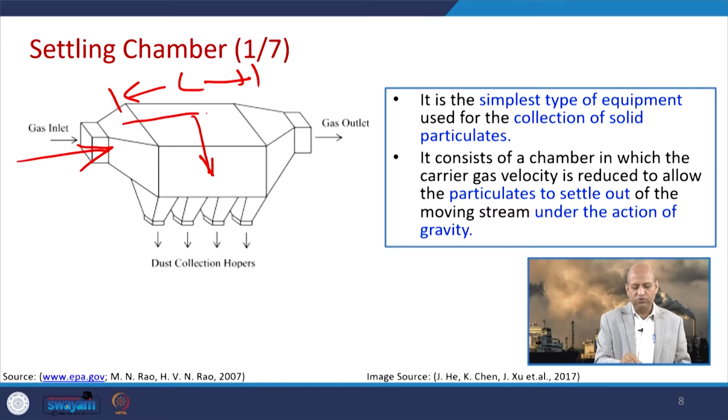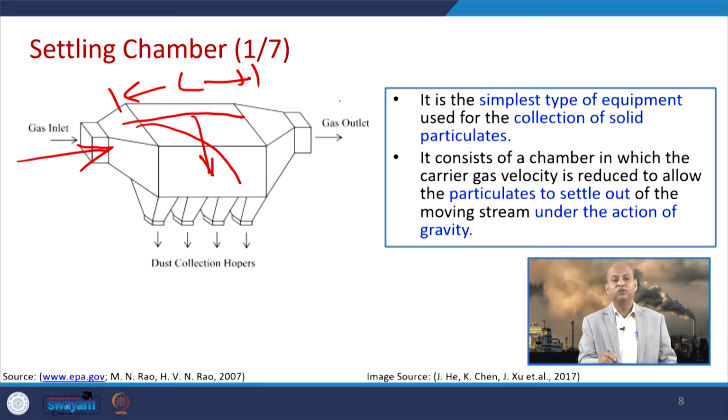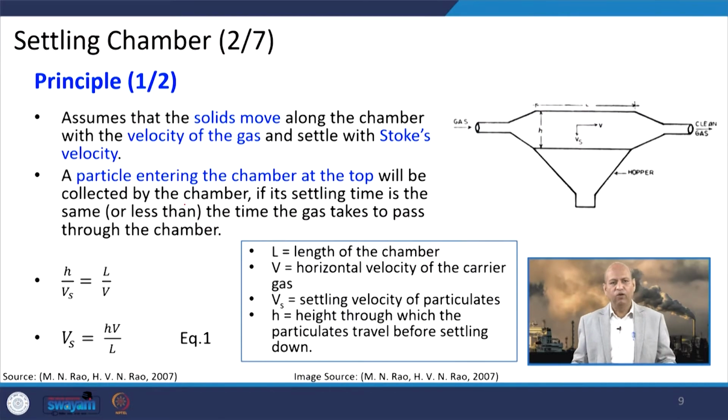When it travels this distance, it should be of such a speed or velocity that the particle comes down before going out through the outlet. That is the fundamental thing, a very simple understanding we have to develop: it should be removed, only then will it come down and we will remove it from the hopper.